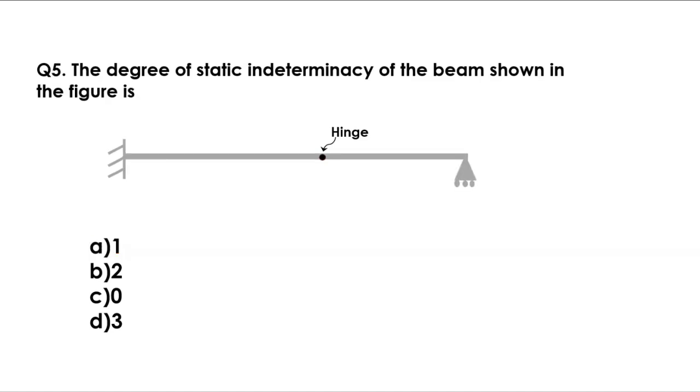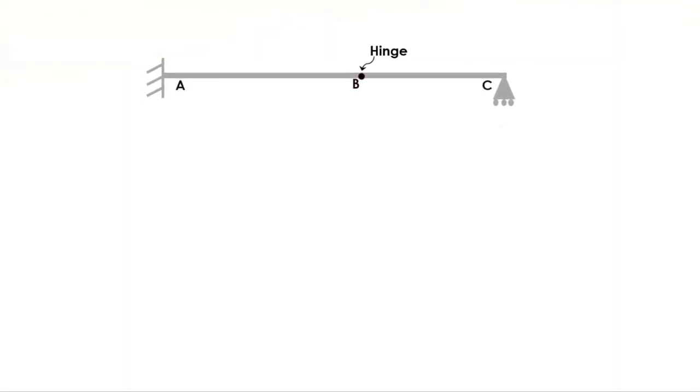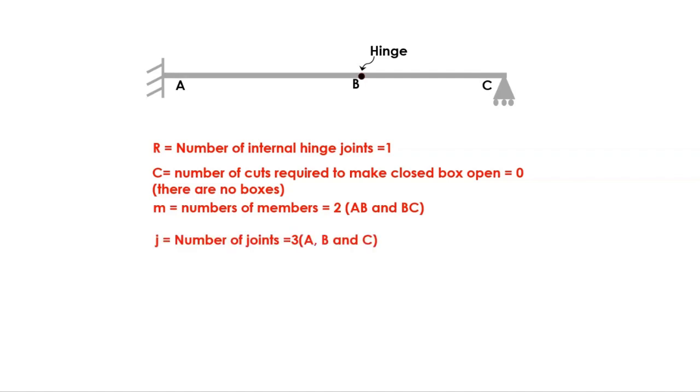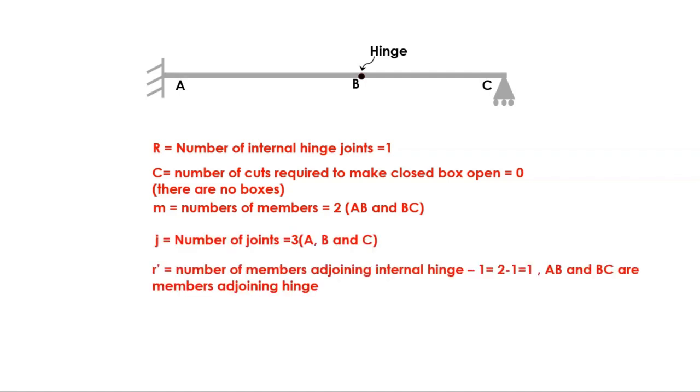Now the fifth question. The degree of static indeterminacy of the beam shown in the figure is. Here also a hinge is provided. For this given question, the number of internal hinge joints is 1. The number of cuts required to make the closed box open is 0. The number of members is 2, AB and BC. The number of joints is 3, A, B and C. R dash, the number of members adjoining internal hinge minus 1, is 2 minus 1, that is 1. We got R as 1, C as 0, M as 2, J as 3, R dash as 1 for this question.